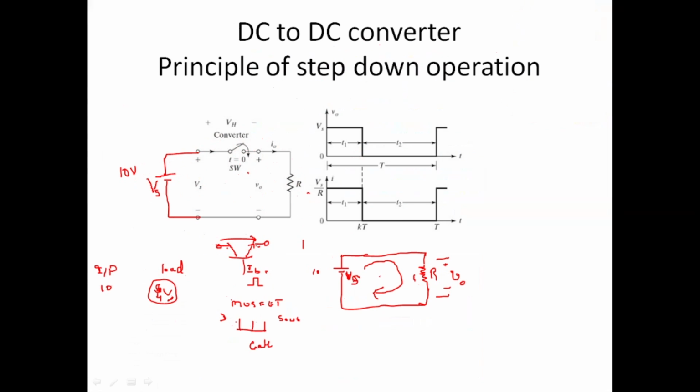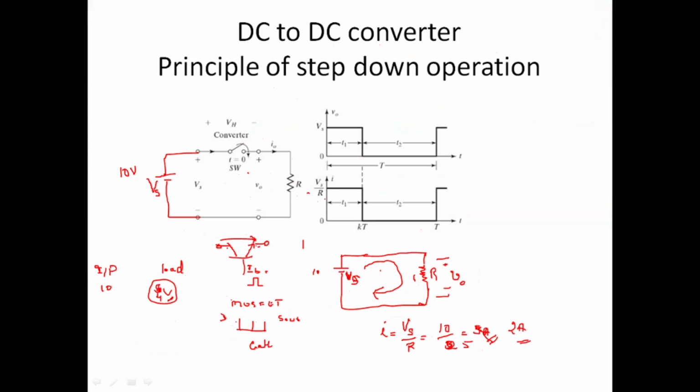So what is the current flowing? Its value is Vs by R. The current which is flowing here is constant, again Vs by R. For example, if you are using 10 volts and the resistance is 2 ohms, then 5 amps of current will flow. If the resistance is 5 ohms, 2 amps of current will flow.